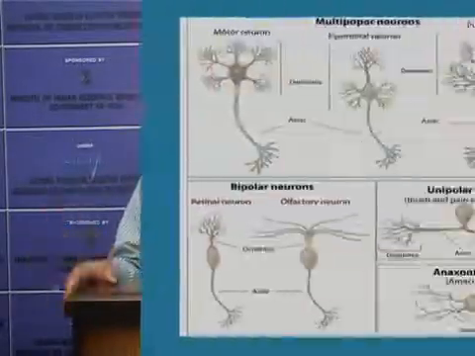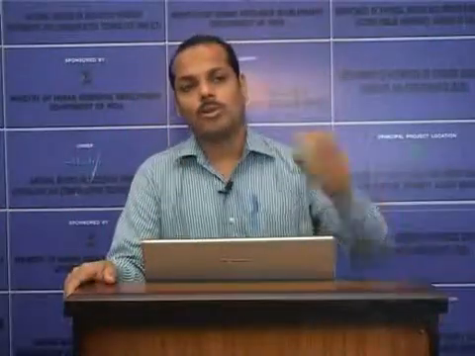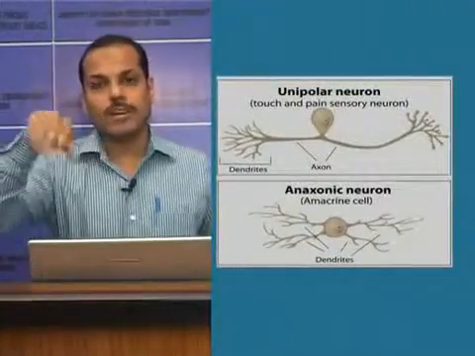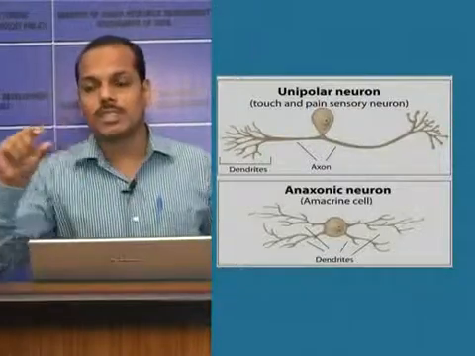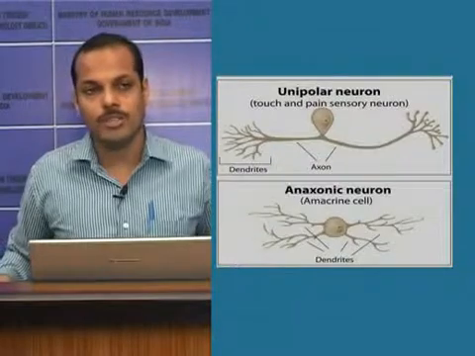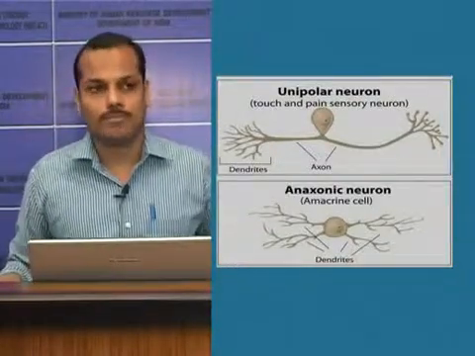Now, based on the fibers extending from the cell body, neurons can be classified into three: unipolar, bipolar and multipolar. All neurons will have a cell body. From an almost rounded cell body, if only one extension is there, this type of neuron is called a unipolar neuron.